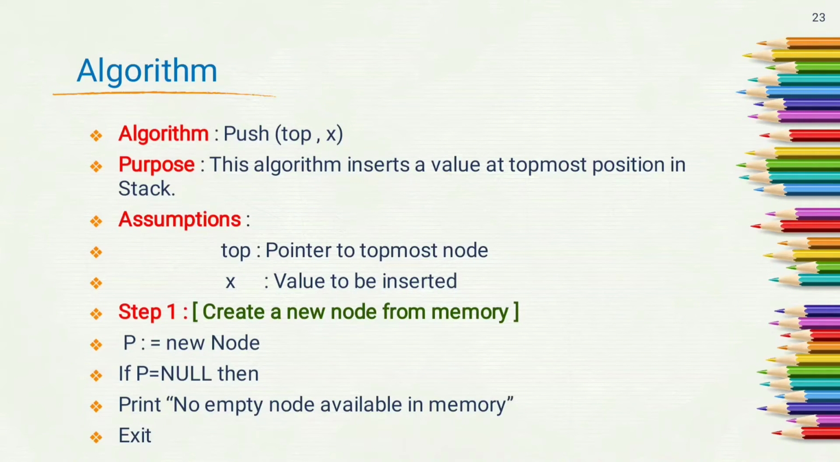Step 1: create a new node from memory by writing p := new node. If p equals null, that means there is no empty node available in memory, so we have to print no empty node available in memory and exit from this algorithm.